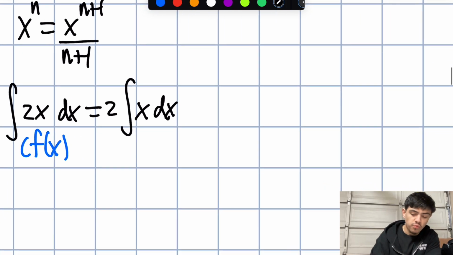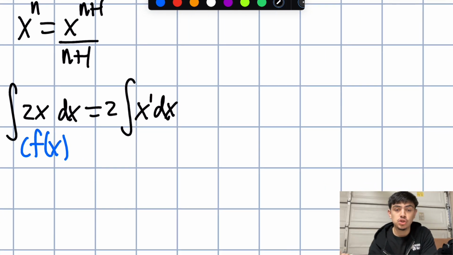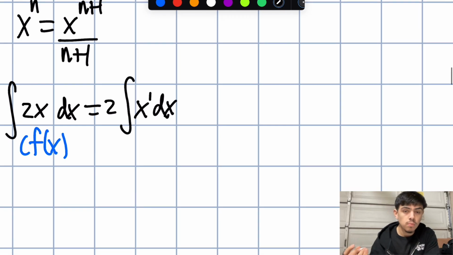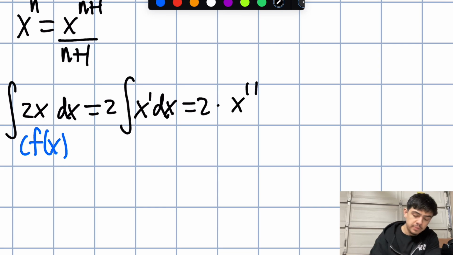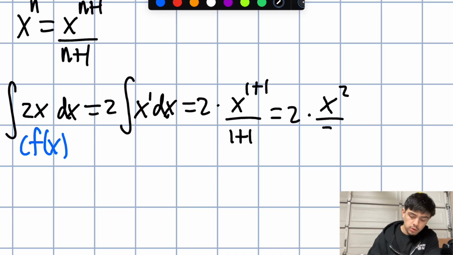Remember, if we don't see a power, we automatically assume it's just 1. So, reverse power rule, we bring that 2 along. We don't get rid of the 2, we bring it along. Focusing on the function though, we add 1 to the power, so 1 plus 1 over 1 plus 1. Simplifying this, we get 2 times x squared over 2, or you can think of this as x squared divided by 2.